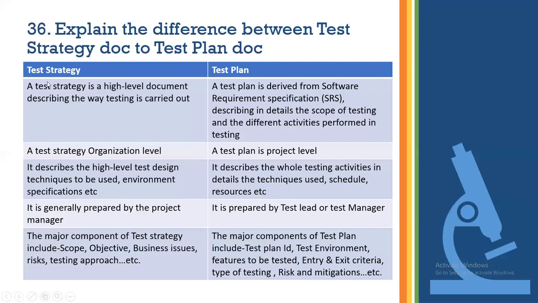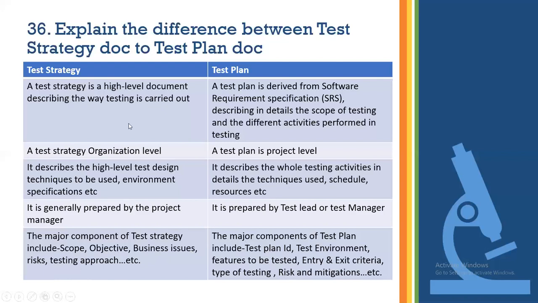Generally, the test strategy document is prepared by the project manager or test manager, whereas the test plan is prepared by the test lead in the majority of cases. In some cases, the test manager is responsible for this. The major components of test strategy include scope, objective, business issues, risk, testing approaches, like this. The major components of test plan include test plan ID, test environment, features to be tested, entry and exit criteria, type of testing, risk and mitigations, etc.